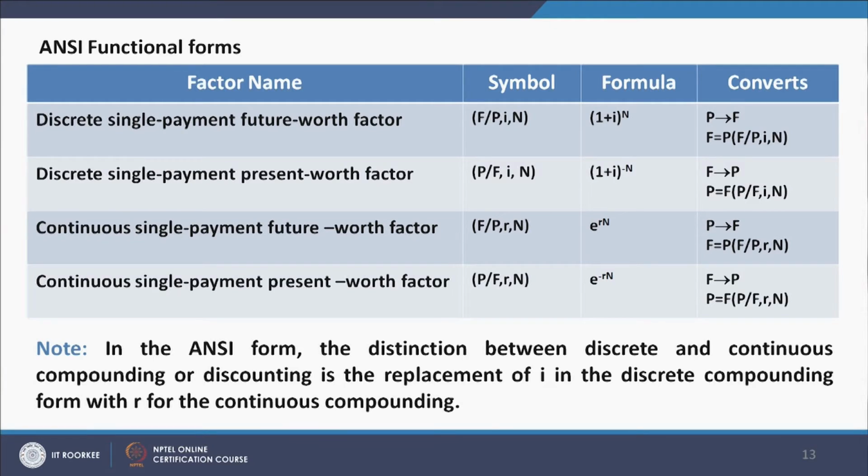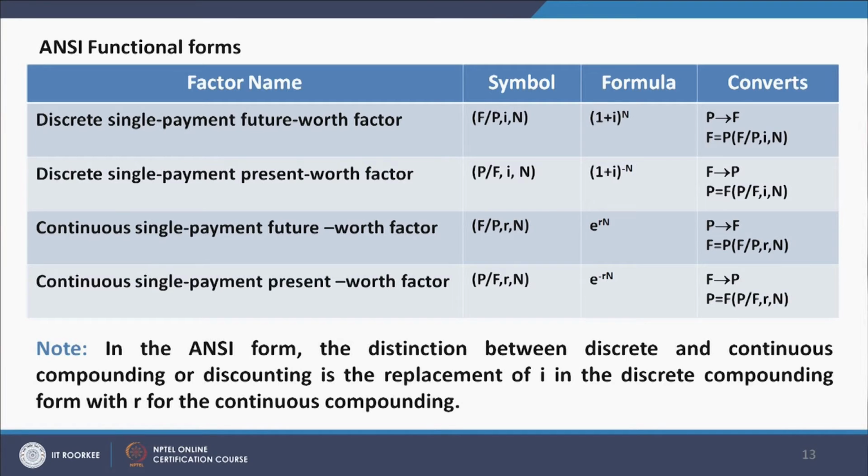Now, if you see the ANSI functional forms and different factors, then the discrete single payment future worth factor symbol is in brackets (F/P, i, n). The formula is (1 plus i) to the power n. This converts P to F and is written as F is equal to P into the factor, that is (F/P, i, n).